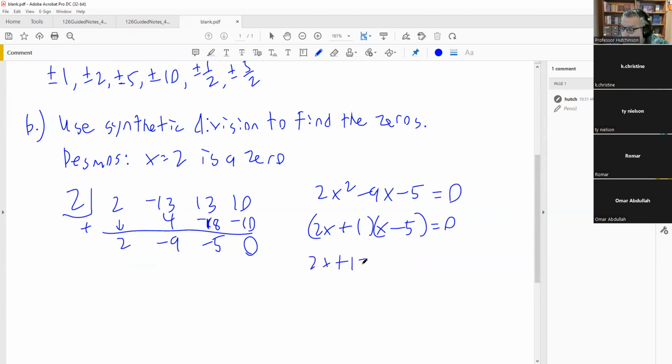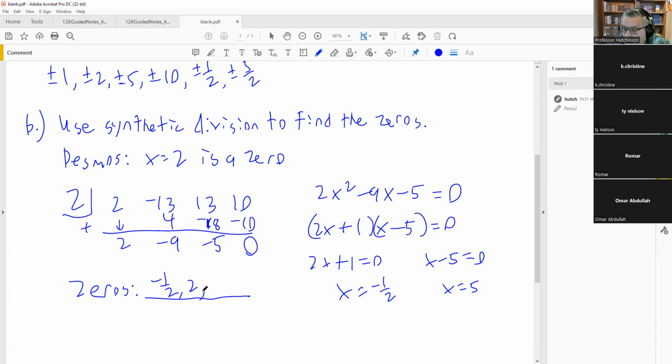If I do 2x plus 1 equals 0 and x minus 5 equals 0, we get x is equal to -1/2, and x is equal to 5. Okay, so those are all my answers. The zeros that I would put down are -1/2, 2, and 5. Now, I'm putting these in order from smallest to largest. You don't have to do that. It doesn't matter when you enter those into MyMathLab, or my OpenMath, I should say.